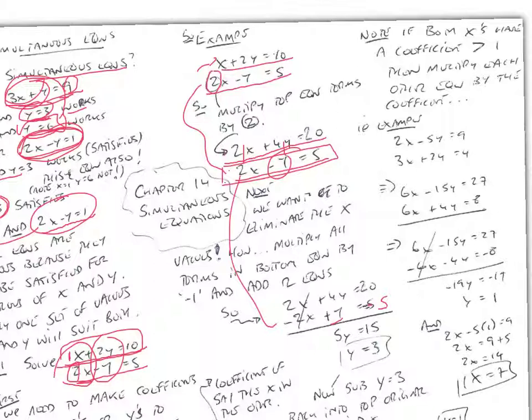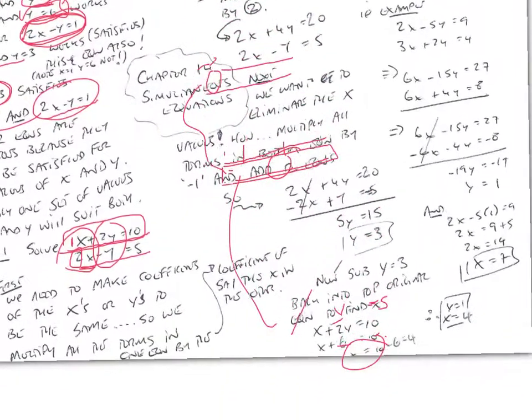Now we'll add them. 2x minus 2x, that disappears, or as I always used to say, change the sign and add, which is what we've done. And we have 4y plus 1y is 5y, and 20 minus 5 is 15. So if 5y equals 15, y is equal to 3.